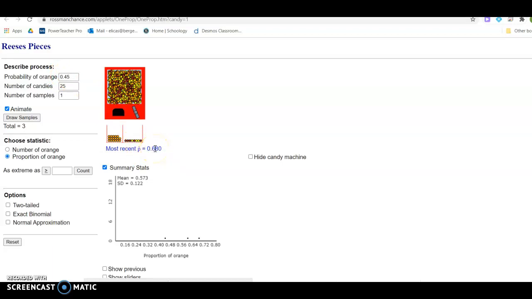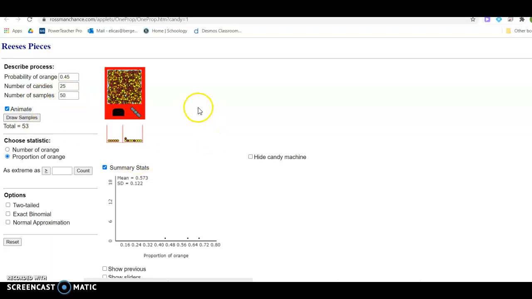Now, obviously, I don't want you to sit here and draw and draw and draw one after another. You can then change the number of samples to 50, which I think is what your example asks. So again, we're still taking 25 pieces of candy out at a time, but now I'm going to take a set of 25, then another set of 25, and then another set of 25. So I'm going to take a total of 50 of those 25 sets, and it'll do it all at once.